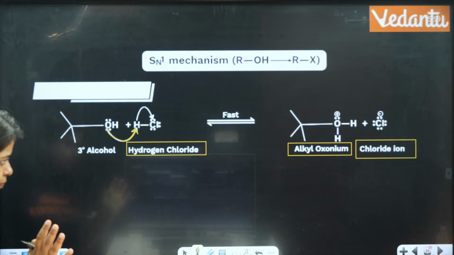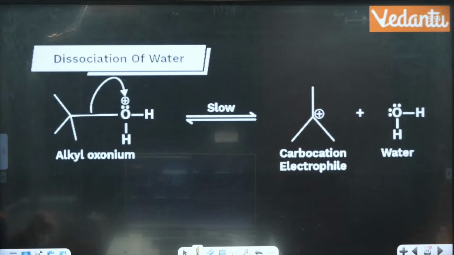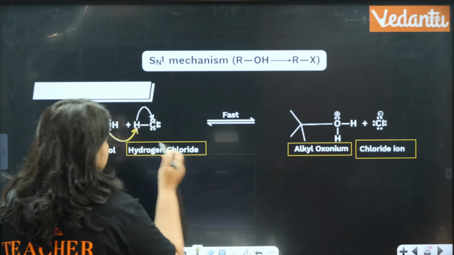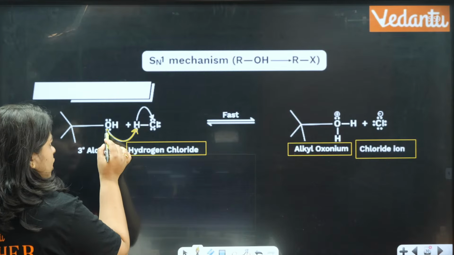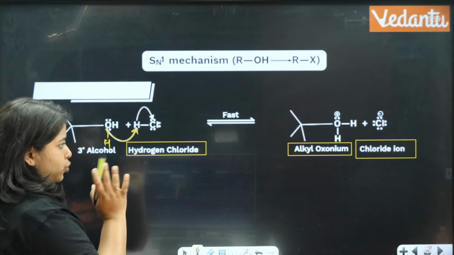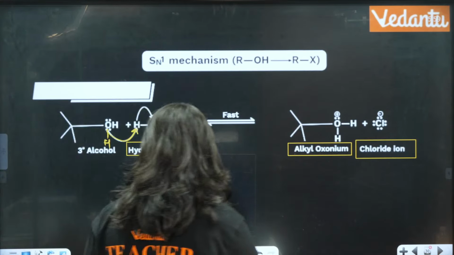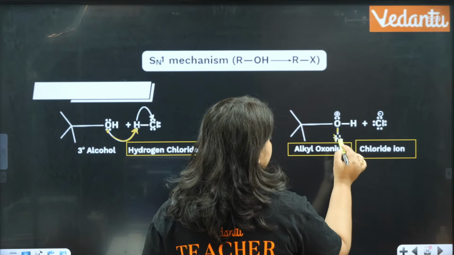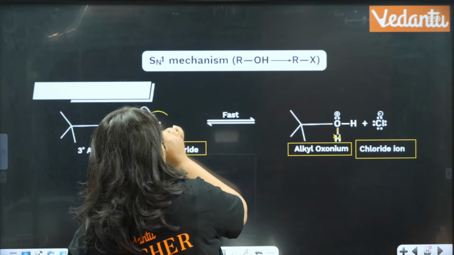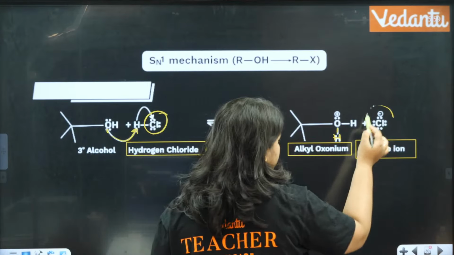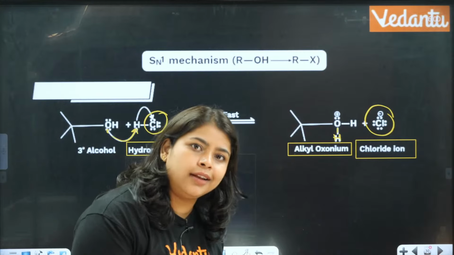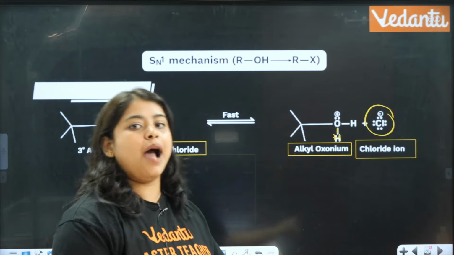Clear? Done. Next, by dissociation of the water. The next step is dissociation. We have already found the hydrogen, the hydrogen bond, it got attached here. Done. Right? So only Cl will be left here. Cl remains. But the hydrogen gives its electron and then the Cl comes to this side.